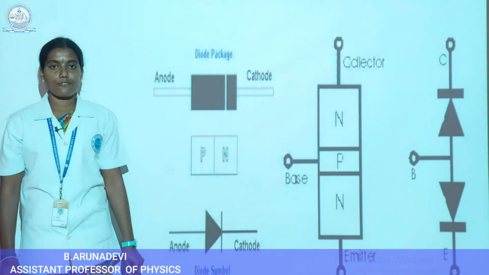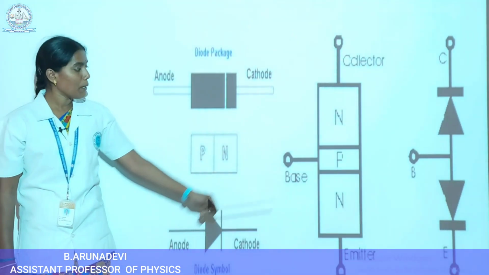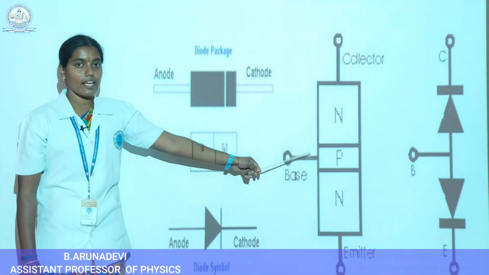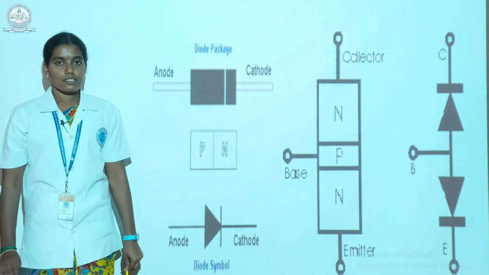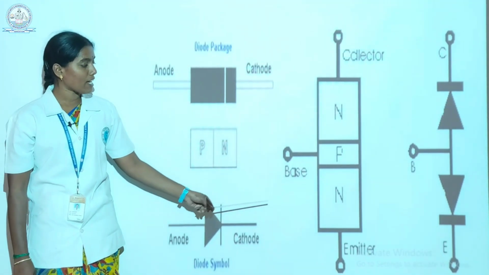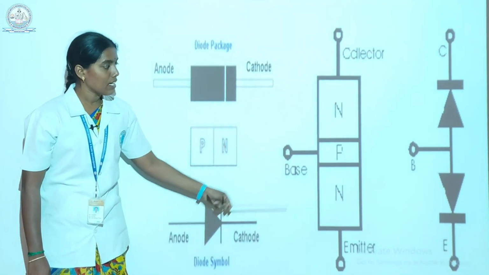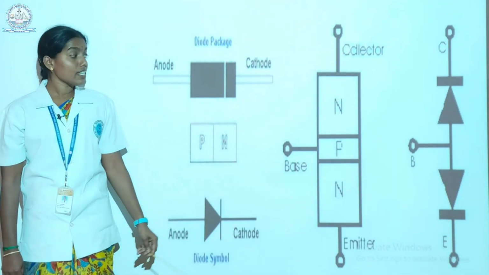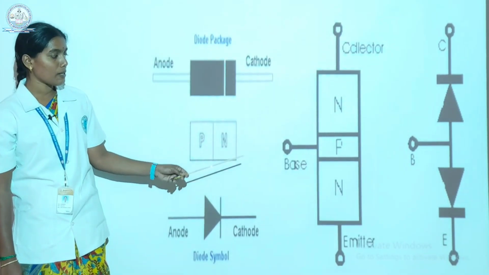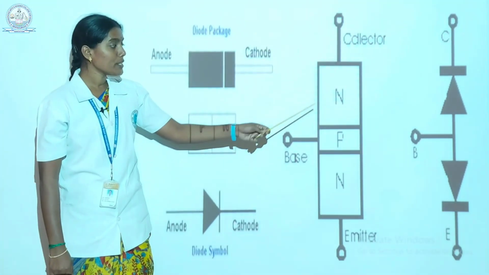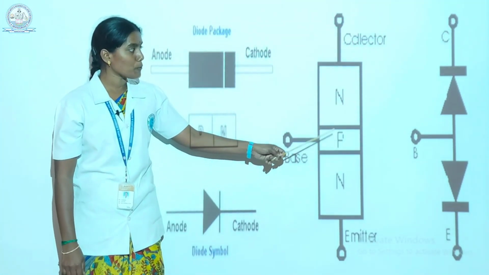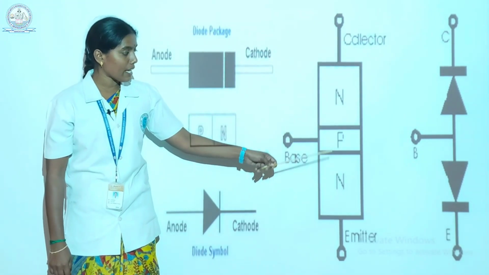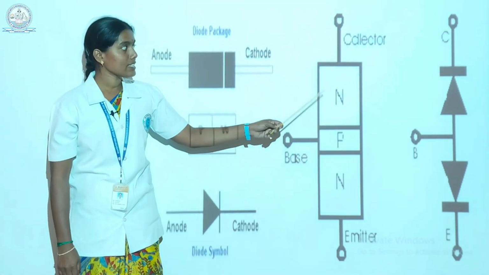The junctions are formed by sandwiching P or N material. Either type of semiconductor material is placed between the other pair of N or P type materials. Two diodes connected back to back produce the transistor. So it has three terminals. The names are B, E, C. These are two diodes connected back to back producing three terminals. The names are base, emitter, and collector.